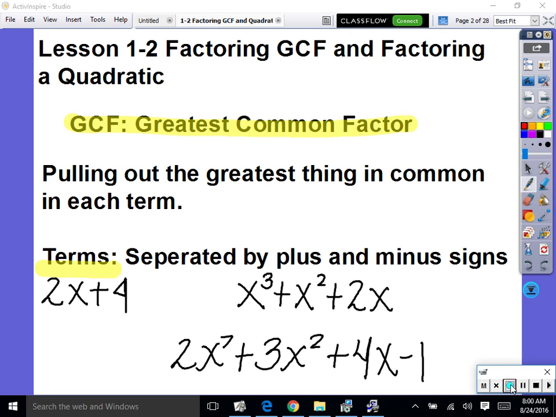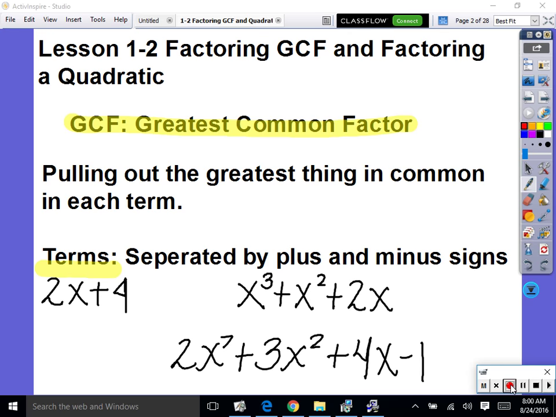All right, so first of all, we're going to learn how to do the greatest common factor first. When you factor out the greatest common factor, what we're essentially doing is pulling out the greatest thing in common in each term. Now you're thinking, what's a term? Terms are separated by plus and minus signs. So let me show you.